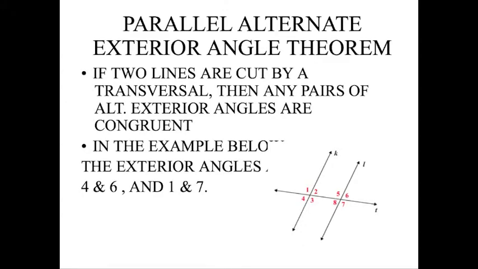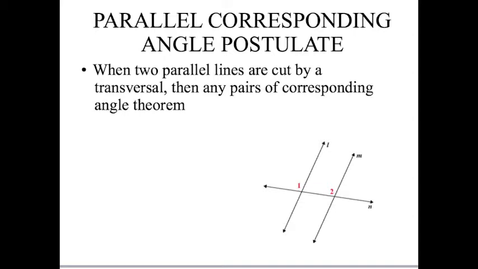Parallel alternate exterior angle theorem states that if two parallel lines are cut by a transversal, then any pair of alternate exterior angles are congruent. Example below. Parallel corresponding angle postulate states that if two parallel lines are cut by a transversal, then any pair of corresponding angles are always equal.